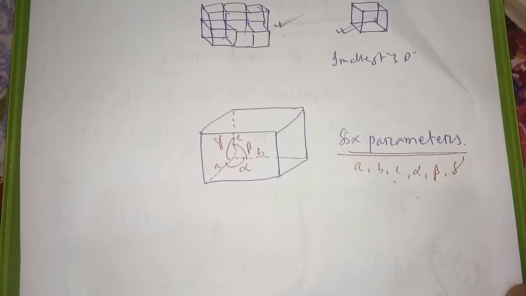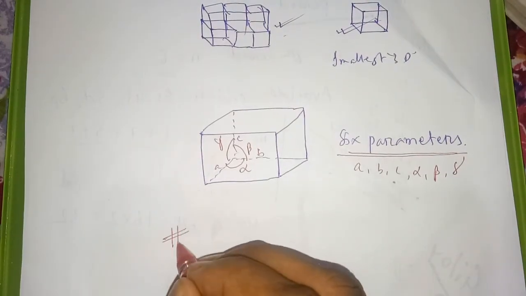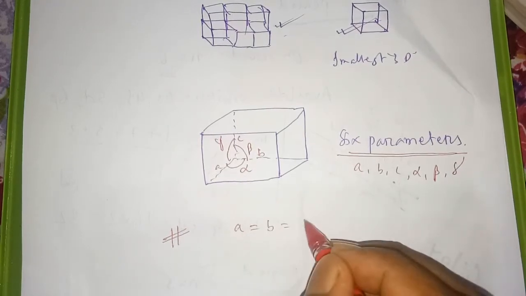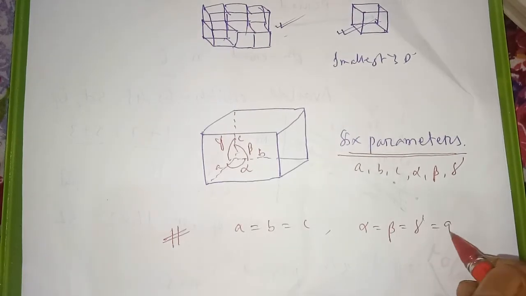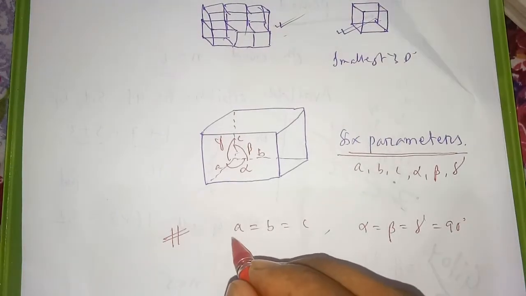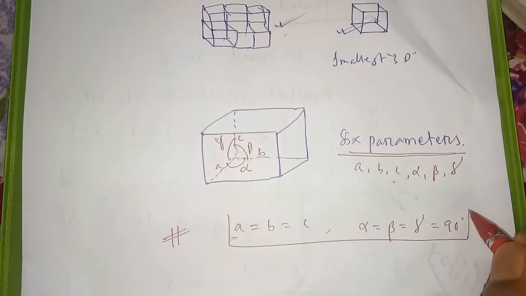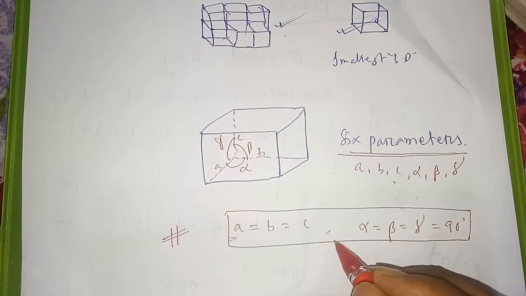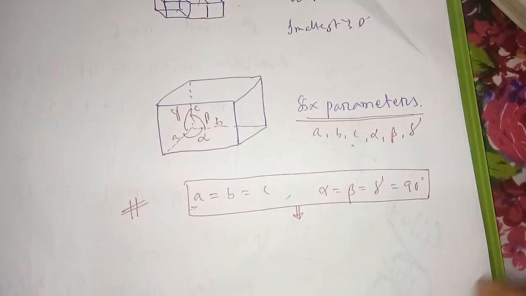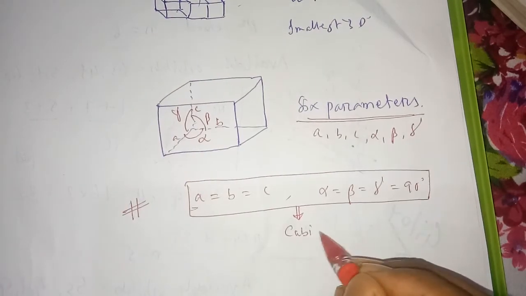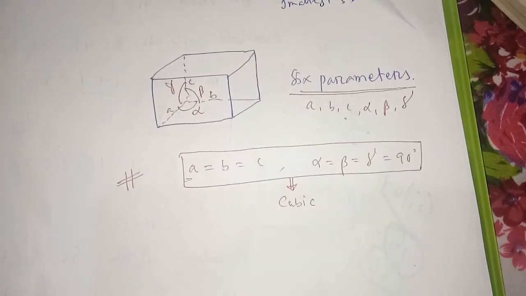Now there are two extreme cases that I am going to choose. If a equal to b equal to c, and alpha equal to beta equal to gamma equal to 90 degrees, that becomes a perfect cube, and this is one of the most perfect unit cells, and this is called your cubic unit cell. So that is what you have learned, that in a cubic unit cell all the arrangements are perfect.